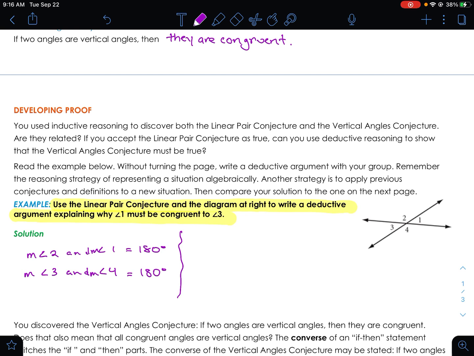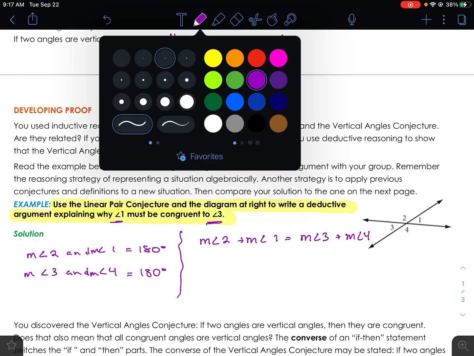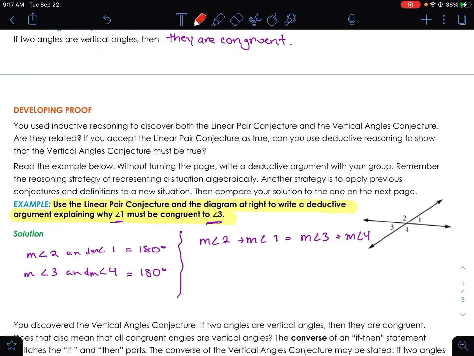So let's write that a little bit more mathematically. We know angle 2 and angle 1 add up to 180. We know angle 3 and angle 4 add up to 180. So that means that their sums are equal. So we can say the measure of angle 2 plus the measure of angle 1 is equal to the measure of angle 3 plus the measure of angle 4. And remember, what we're trying to do is show why angle 1 and angle 3 are congruent. Why are vertical angles congruent here?